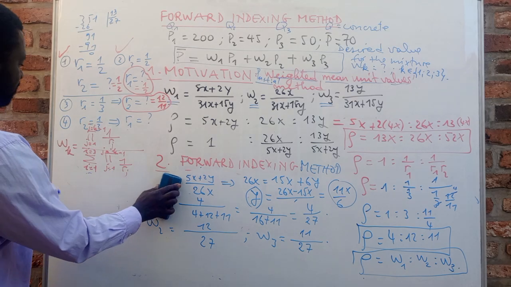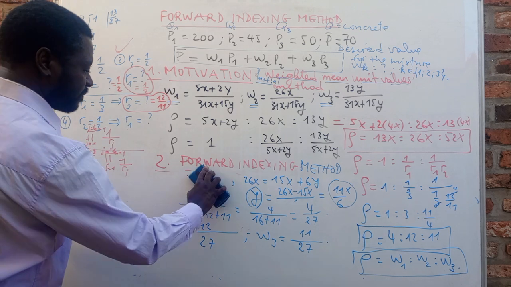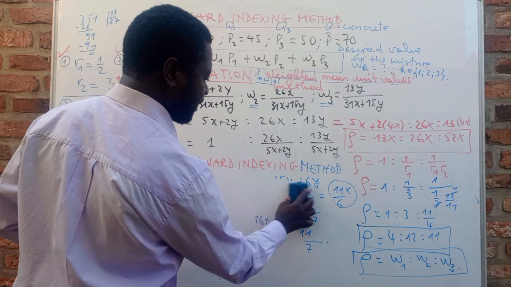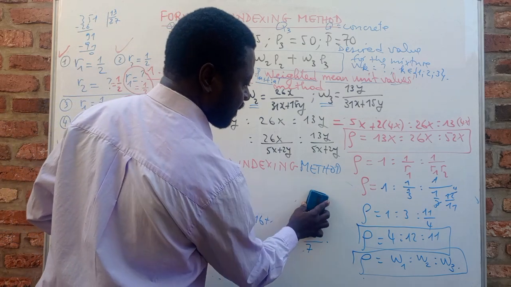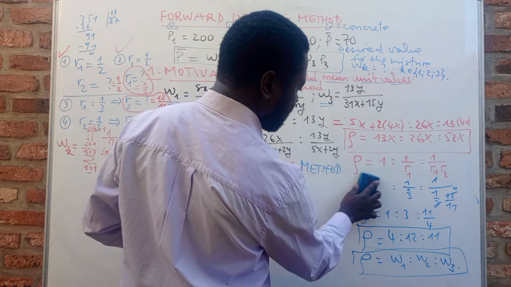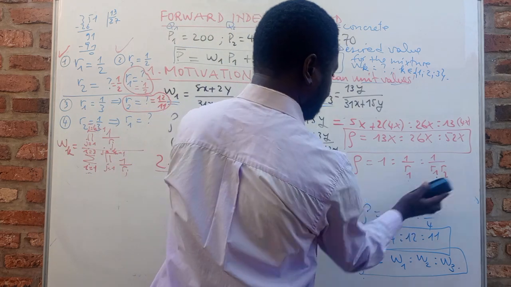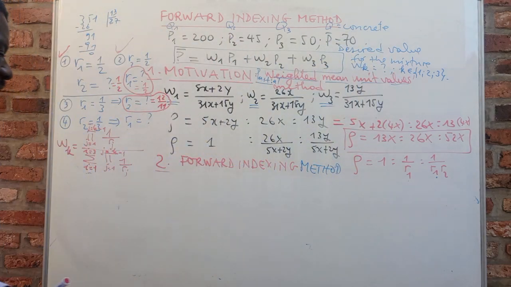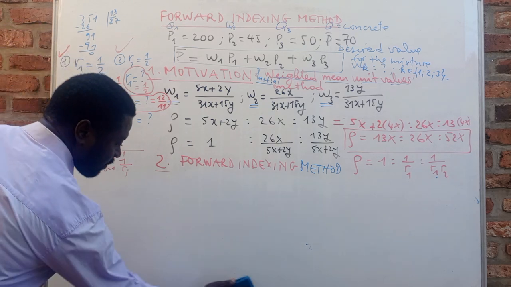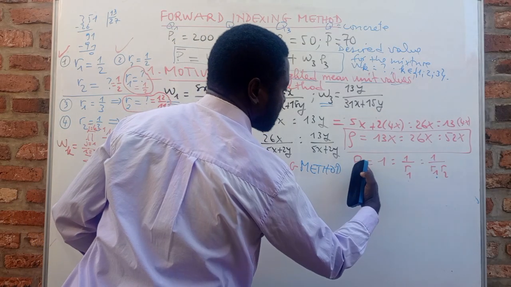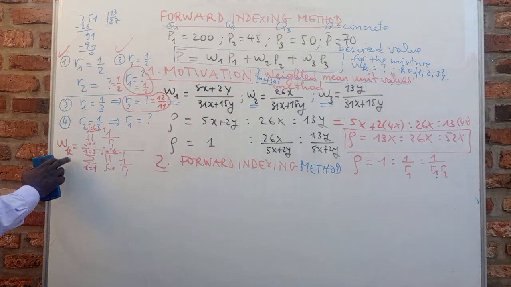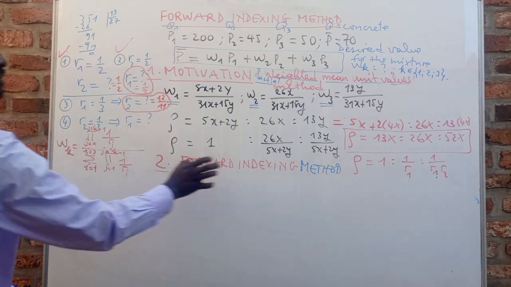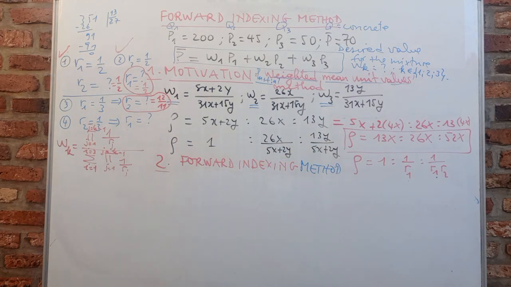Now, let us move to the fourth question. So we can remove everything else except this, because this is the forward indexing method. The formula is the same. It is this one or this one, for weight and for ratio.